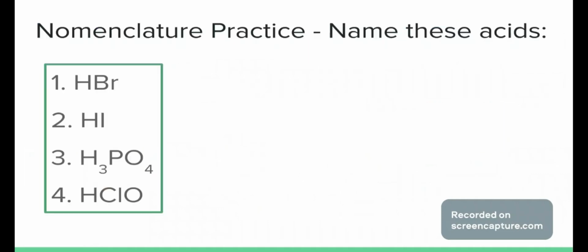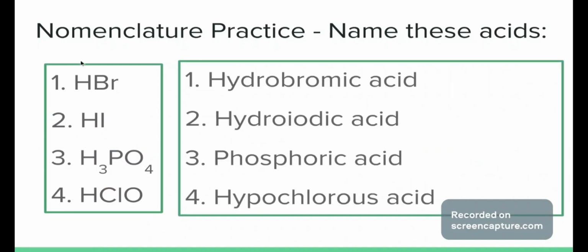Now take a second, pause the video, and try some of these. Alright, so first one, you can see it's a binary acid because it's one hydrogen ion and one bromide ion. It's one other type of ion, which is bromide. So of course you're going to do the binary acid nomenclature, which simply means you're adding the hydro, taking the root of bromide, which is brom, and then adding ic and then acid at the end.